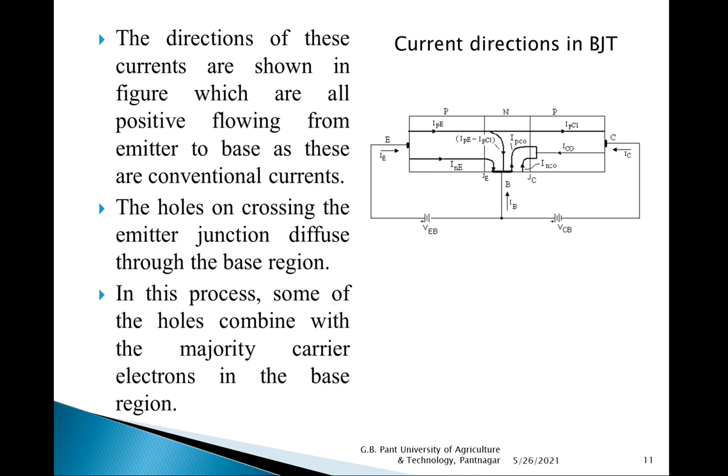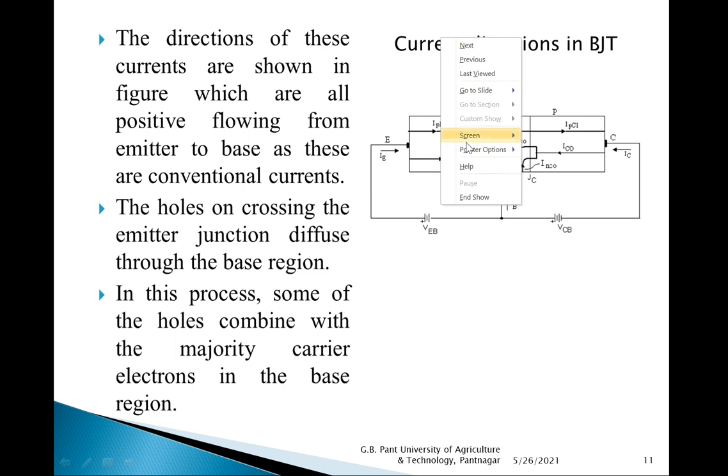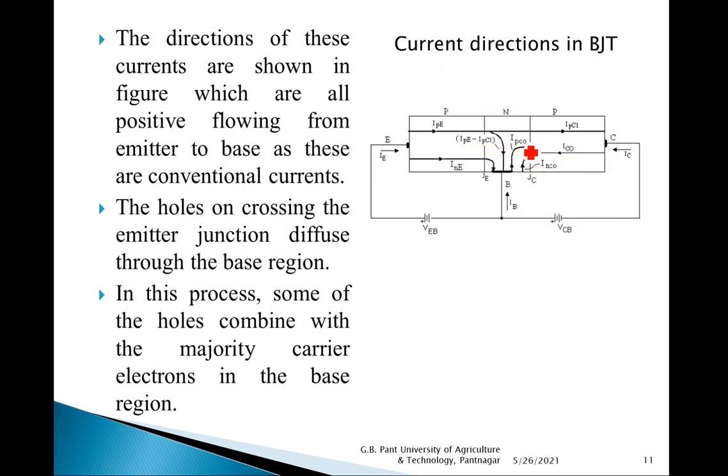The various currents can be observed here, and the directions of these currents, shown in this figure we are referring to, are all positive, flowing from the emitter to the base, as these are the conventional currents. So the currents flowing from emitter to base are considered to be positive, and if any current is flowing in the opposite direction, it is considered to be negative.